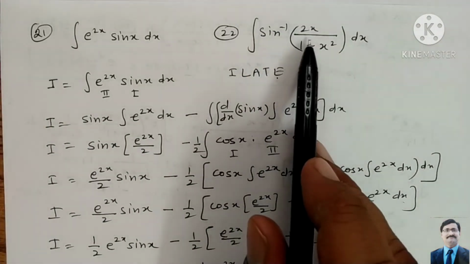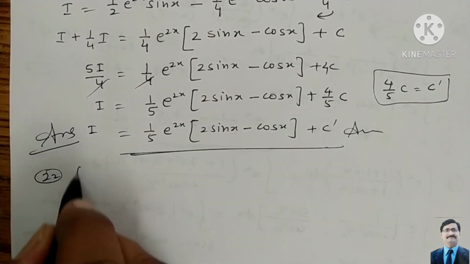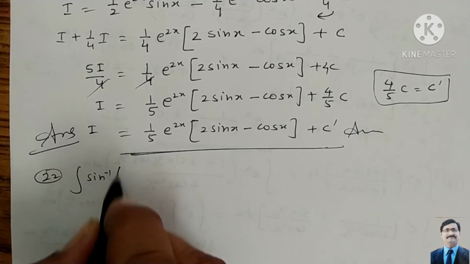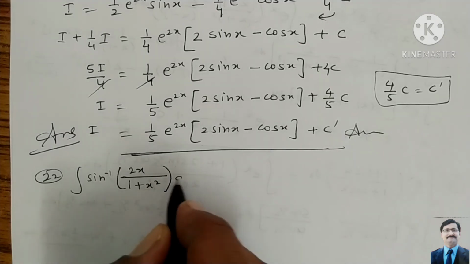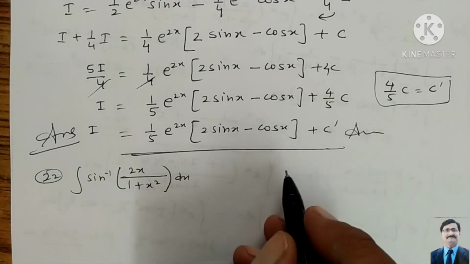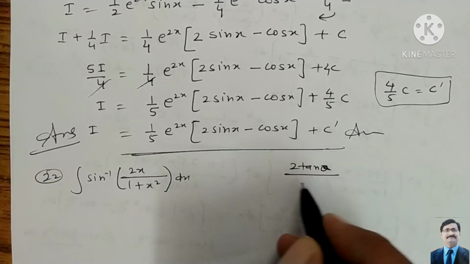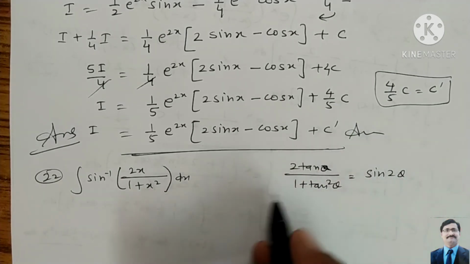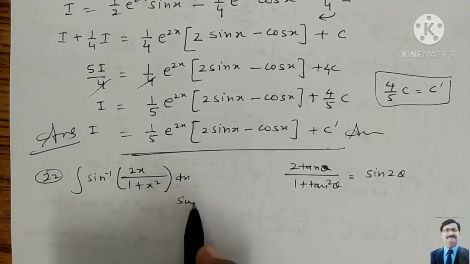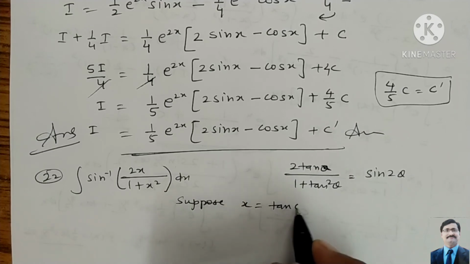Now one more question we have here, sine inverse 2x upon this. Look here how we can do. Question number 22 we have here, integral of sine inverse 2x upon 1 plus x square. Look here, this formula we already know, this is a standard formula. We have the formula 2 tan theta upon 1 plus tan square theta, this is equal to sine 2 theta, okay. So in place of x we suppose here tan theta, okay.